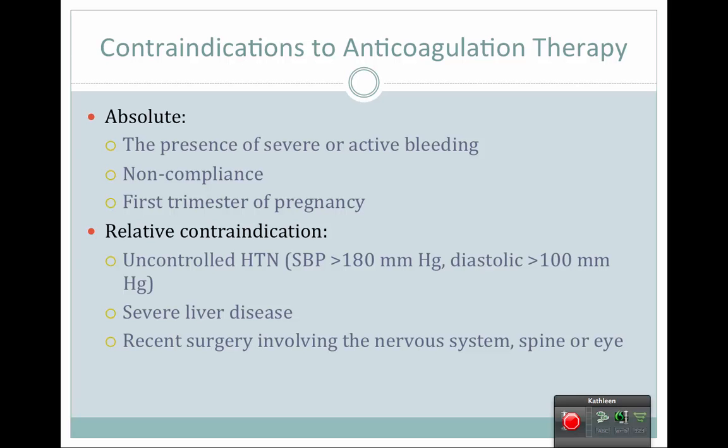Contraindications of anticoagulation therapy. Absolute: the presence of severe or active bleeding, the patient is non-compliant, first trimester of pregnancy. Relative contraindications: uncontrolled hypertension, systolic blood pressure greater than 180, diastolic greater than 100, severe liver disease, recent surgery involving the nervous system, spine, or eye.